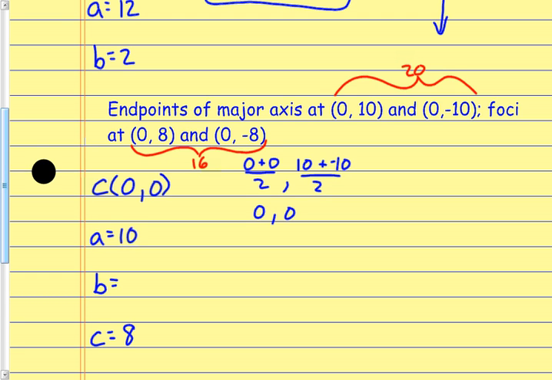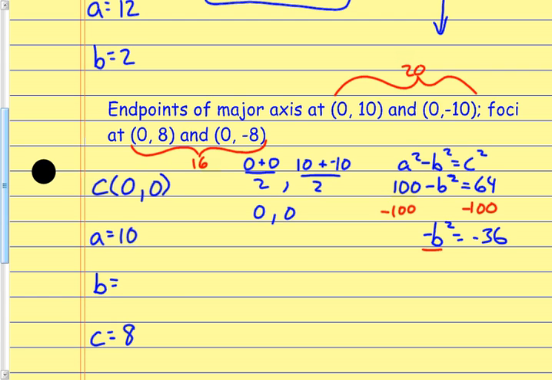And now from here, I can just go ahead and use this formula, a squared minus b squared equals c squared. And I can solve this for b. I know my a value, 10 squared, is 100. I know that 8 squared is 64. And I'm going to go ahead and solve this thing. I subtract that 100 from each side. I can divide by a negative 1. Find out that b squared equals 36. I take the square root of each side, and I find out that b equals 6.